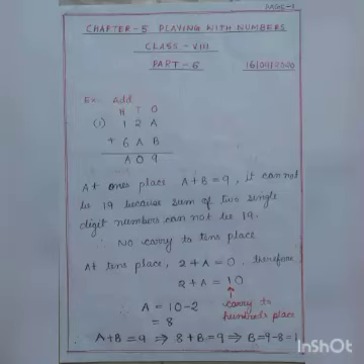This is part 6 of chapter 5, Playing with Numbers. Let us solve some problems today. I have taken problem number 1 as 12a plus 6ab is equal to a09.